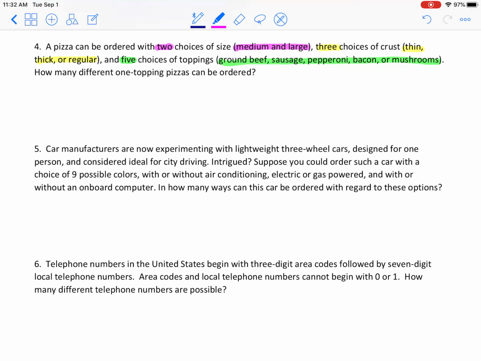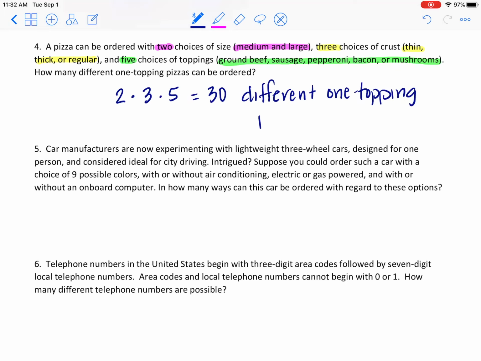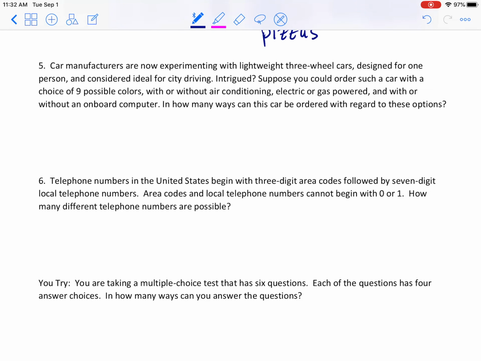So you choose 1 size, you choose 1 crust, you choose 1 topping. So it says 2 choices for size, 3 choices for crust, and then 5 choices for your 1 topping. 2 times 3 would be 6, and 6 times 5 would be 30 different 1-topping pizzas. And there it is. Again, it wouldn't be difficult to draw out the tree diagram, but it would definitely be a larger diagram, okay?